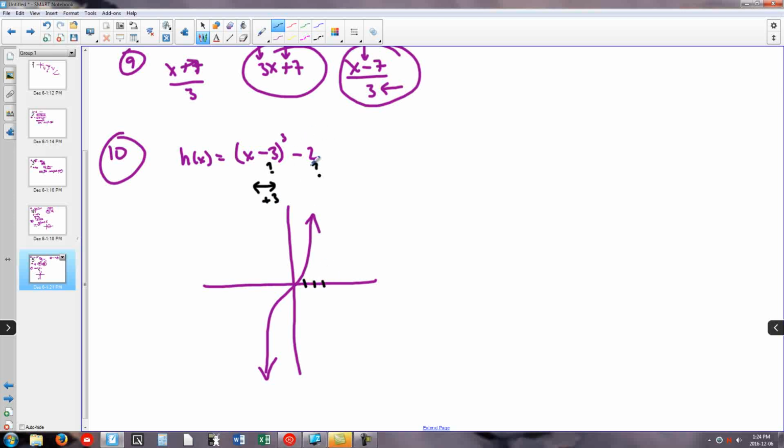Then this, because it's not grouped with the x, must be a vertical or up or down motion. Because it's not grouped with a variable, I can take it just the way it is, which means down 2. So I'll go down 2. I've literally just moved this point over to here, and now if I resketch the graph, it should look similar. It doesn't have to be perfect, but give me the general shape in the right location.